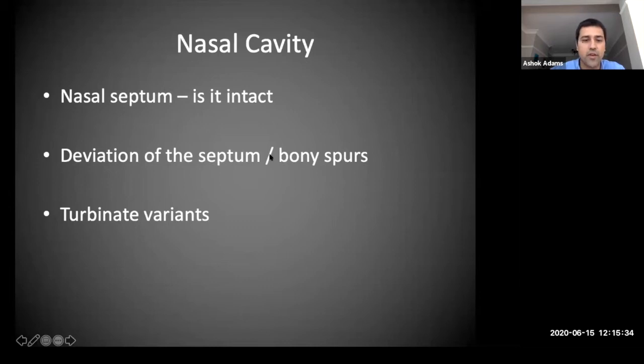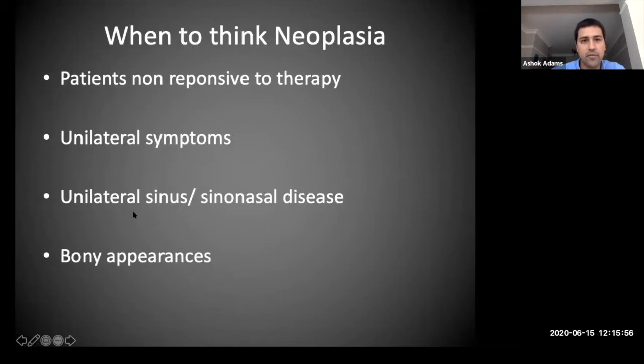Some of my colleagues don't, but I will comment on degree of deviation, bony spurs, and if there are any perforations. And my job really is, if there's mucosal thickening, commenting whether any of that mucosal thickening is irregular, because sometimes a nasal perforation could be a marker of more aggressive processes that you are all aware of. And we'll then comment on some of the turbinate variants, concha bullosa, etc.